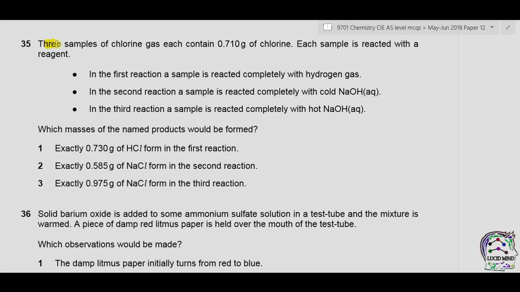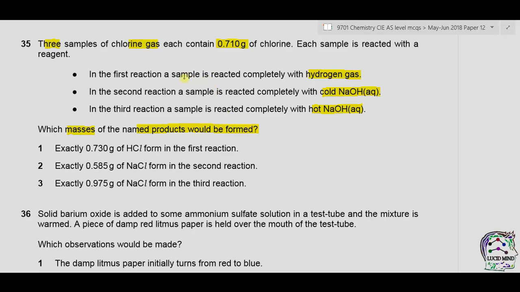Question 35. 3 samples of chlorine gas each contain 0.710 grams of chlorine. Each sample is reacted with a reagent. In the first reaction, a sample is reacted completely with hydrogen gas. In the second, it is reacted completely with cold sodium hydroxide. In the third, it is reacted completely with hot sodium hydroxide. Which masses of the named products would be formed?